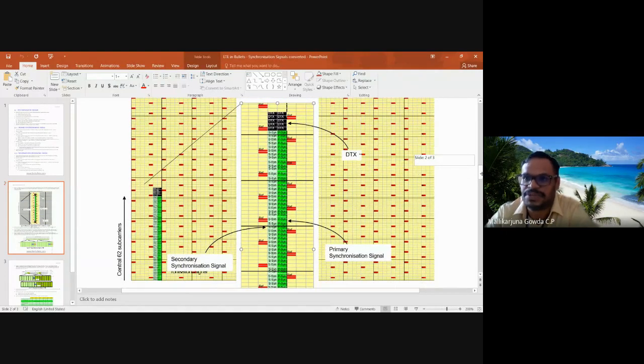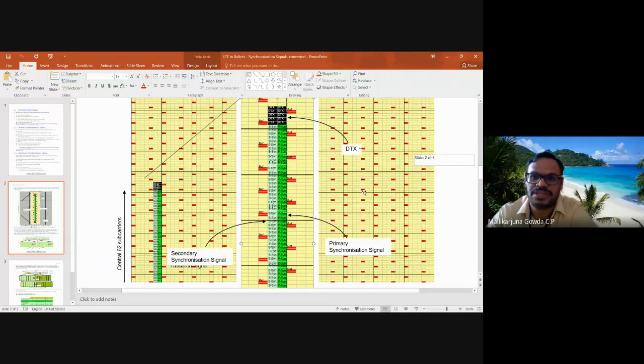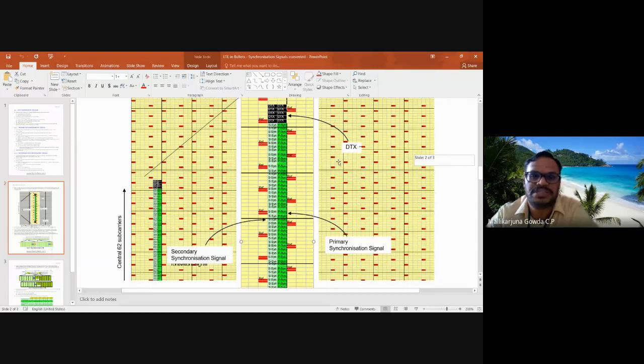So it is complex only. It is not that easy. Let me try to make you understand. Hope you are seeing this. This is the secondary synchronization signal, and the next one is the primary synchronization signal.